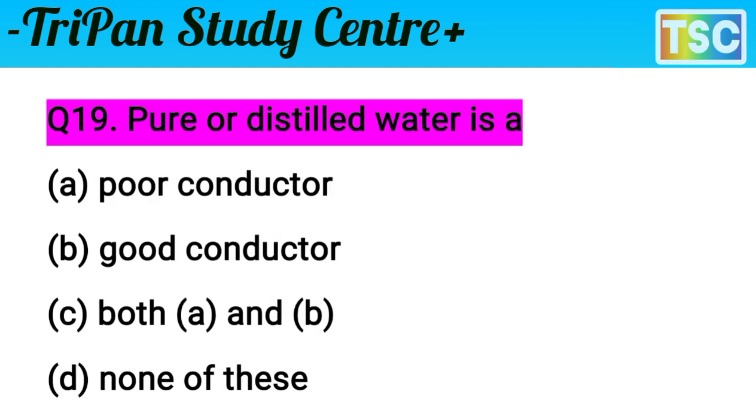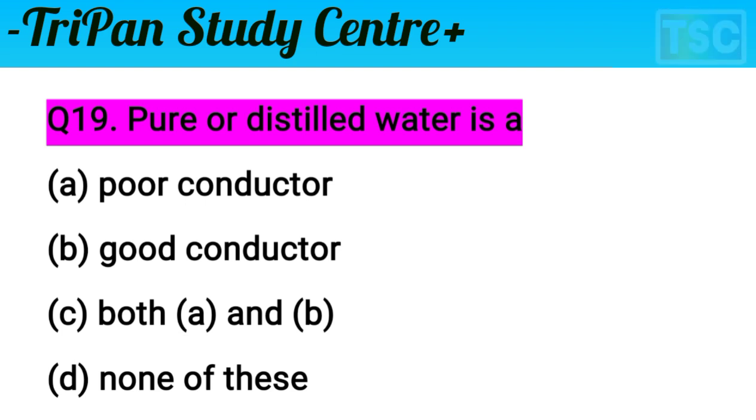The next question on your screen. Pure or impure water is, यानी शुद्ध या अशुद्ध जल होता क्या है? तो आपको बताना है वो किस प्रकार की है, कैसी उसकी कंडक्टिविटी है। तो क्वेश्चन तो यह क्लियर है कि शुद्ध वाटर जो होती है, क्या ऑप्शन, ए पुअर कंडक्टर, बी गुड कंडक्टर, सी बोथ ए एंड बी, एंड डी नोन ऑफ दिस। क्वेश्चन इज वेरी इंटरेस्टिंग.